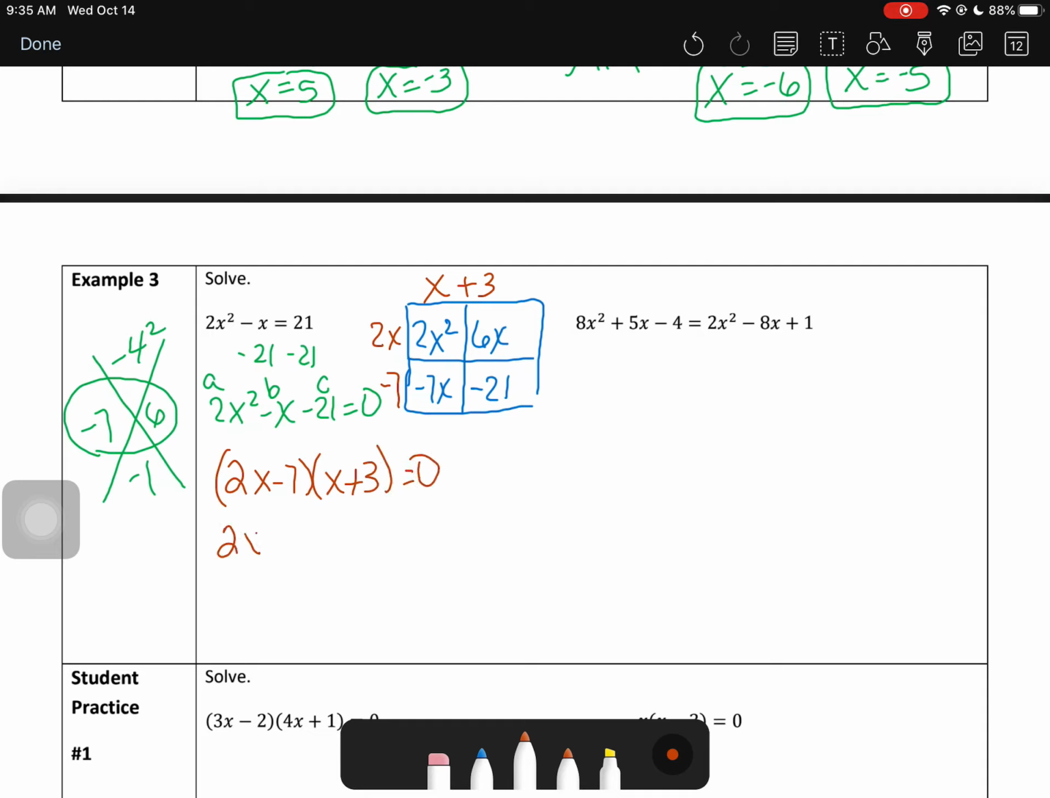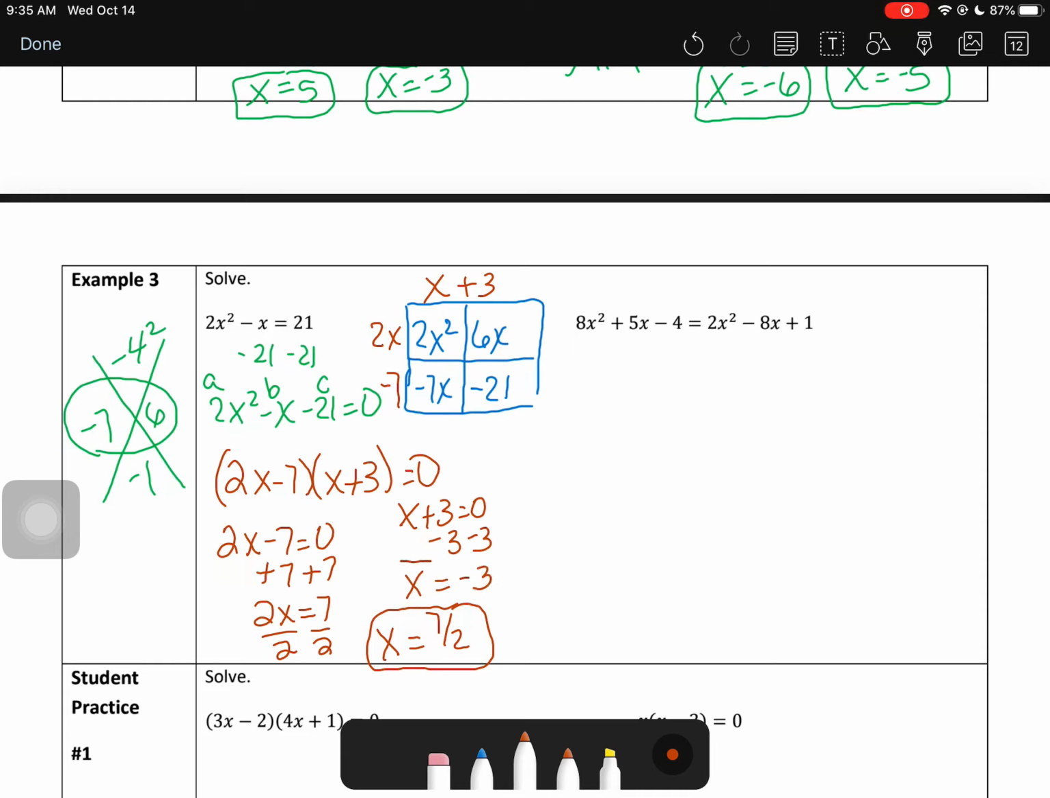So we set them each equal to 0 and solve. First we will add 7, and then we'll divide by 2. So we have x equals 7 over 2, or 3.5, as our first solution. Then we have x plus 3 equals 0. We'll subtract 3 from both sides. So our second solution will be x equals negative 3.